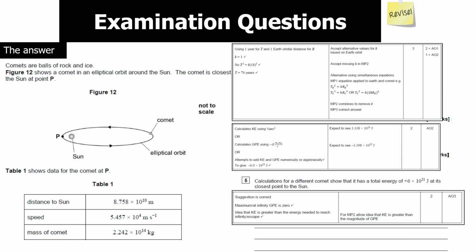So if it's at plus 6 times 10 to the 21, it's above 0. Therefore it has more than enough energy to reach infinity and to escape the gravitational field, so it will not be in orbit around the object.